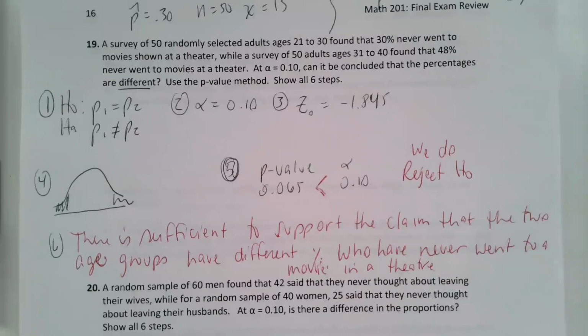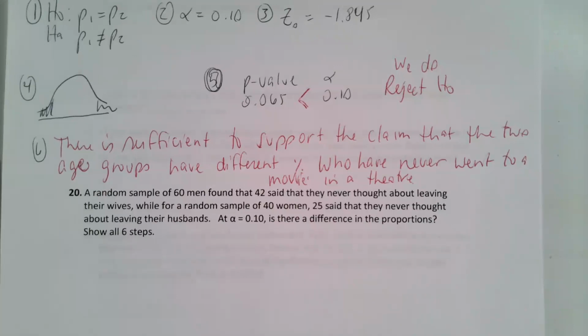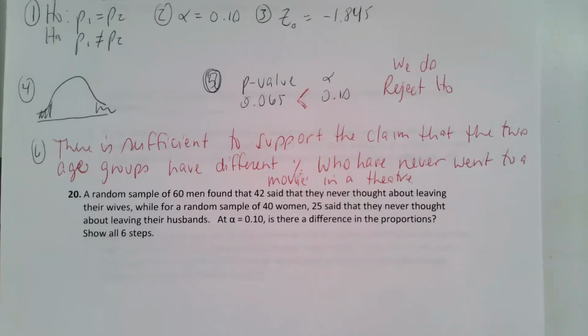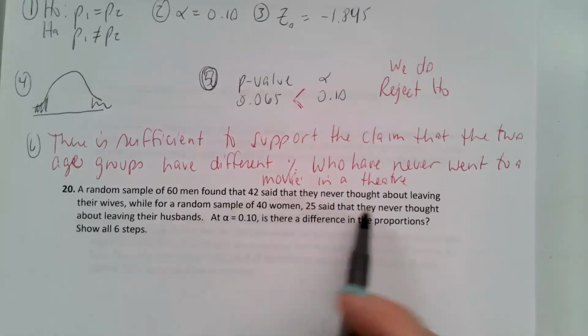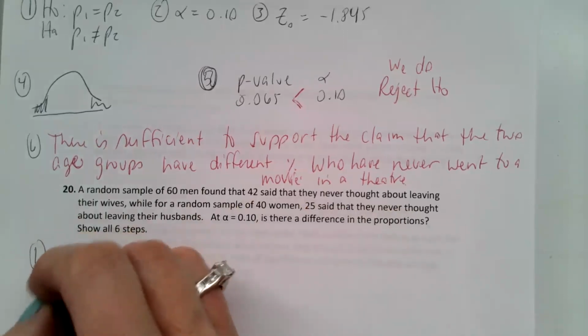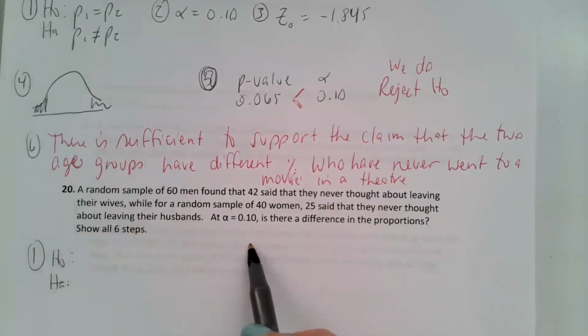That's number 19. So let's look at number 20. Number 20 says a random sample of 60 men found that 42 said that they had never thought about leaving their wives, while for a random sample of 40 women, 25 said that they never thought about leaving their husbands. At alpha equals 0.10, is there a difference in the proportions?